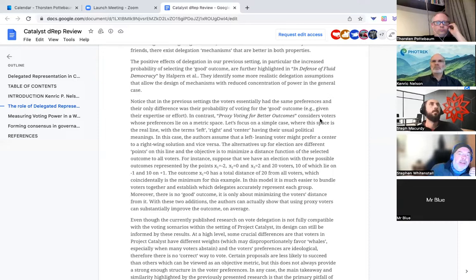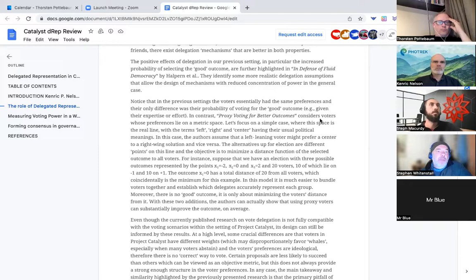Now, some may disproportionately favor, as he puts it, wealth. Some voters are more equal than others, depending on the amount of ADA they hold. And how much is the influence based on that, and how much of it is based on ideological preferences, which is the correct, in inverted commas, way to vote.